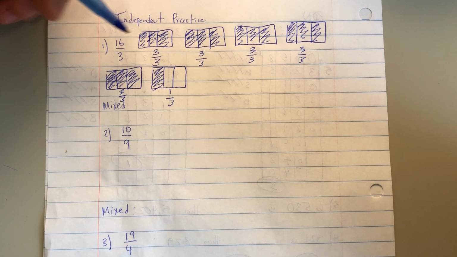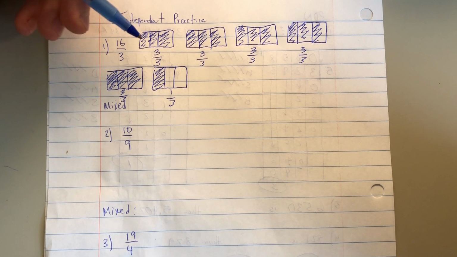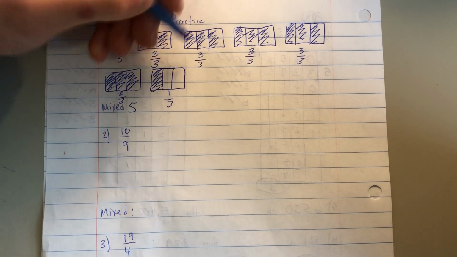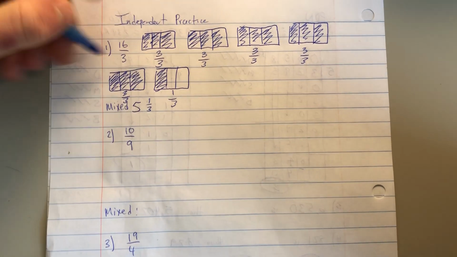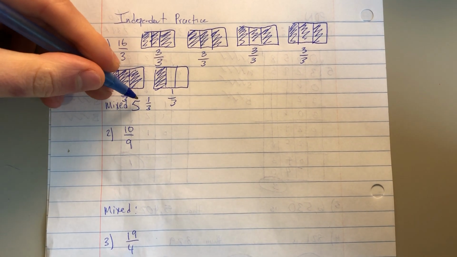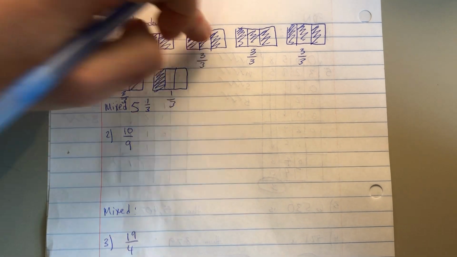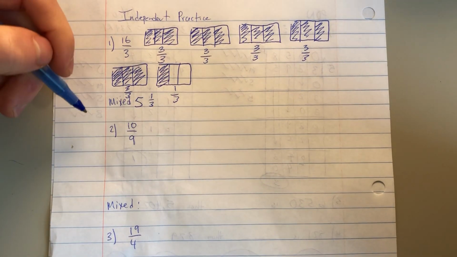1, 2, 3, 4, 5. Those are all the shapes with each part shaded in, so they are whole. 5, and then I have my 1/3. So 16/3 equals 5 1/3. 5, 1, 2, 3, 4, 5, 1/3.